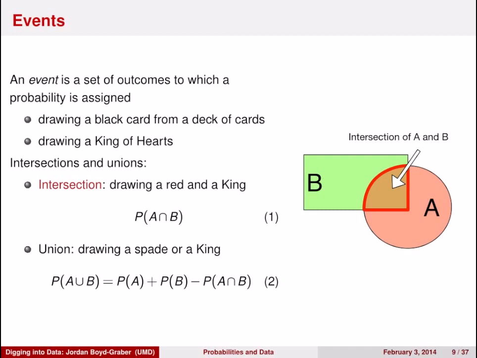We can think about this geometrically. If we think about events A and B as having some probabilities, where the total area of the shapes A and B represent the probabilities of those events, the probability of their intersection is just the area where these events overlap. So when is it the case that both A and B happen? For the example of a deck of cards, it's when your card is both a red card and a king.